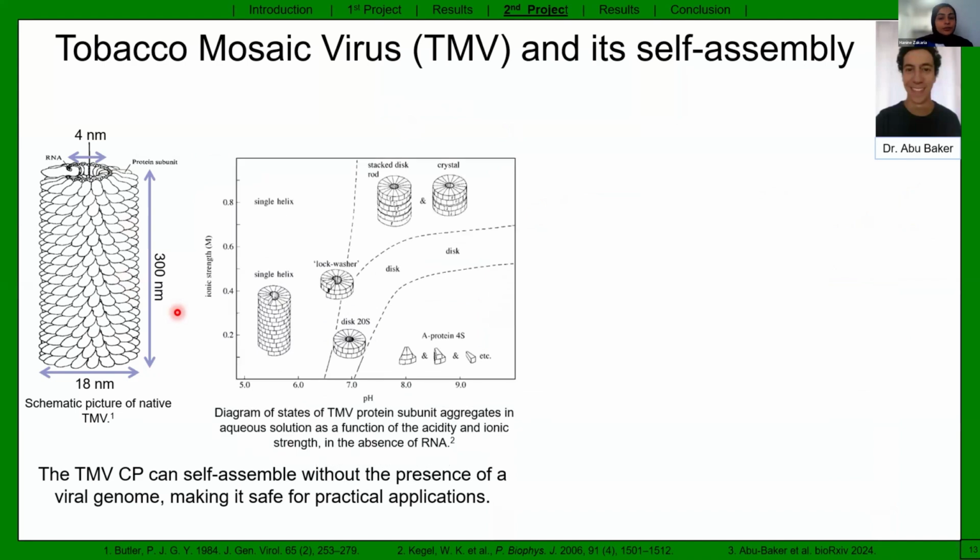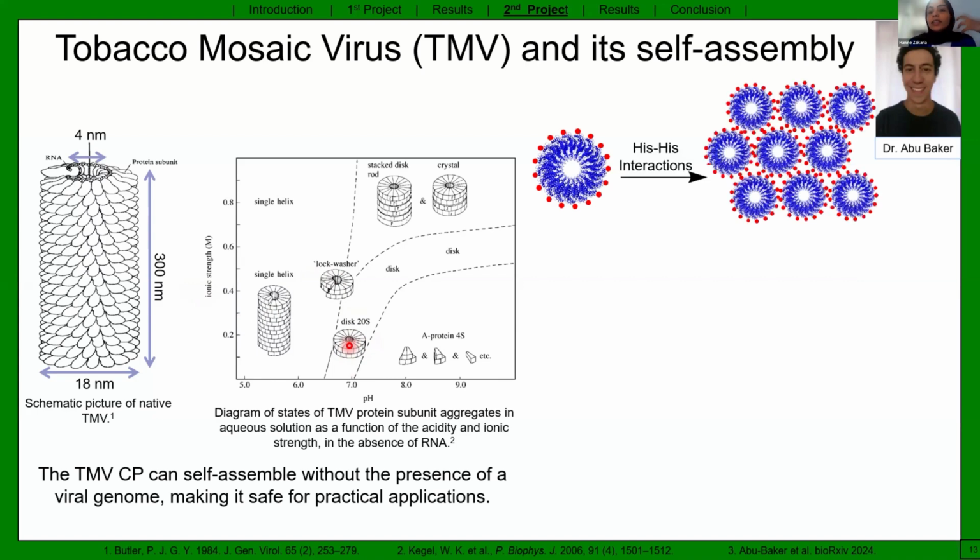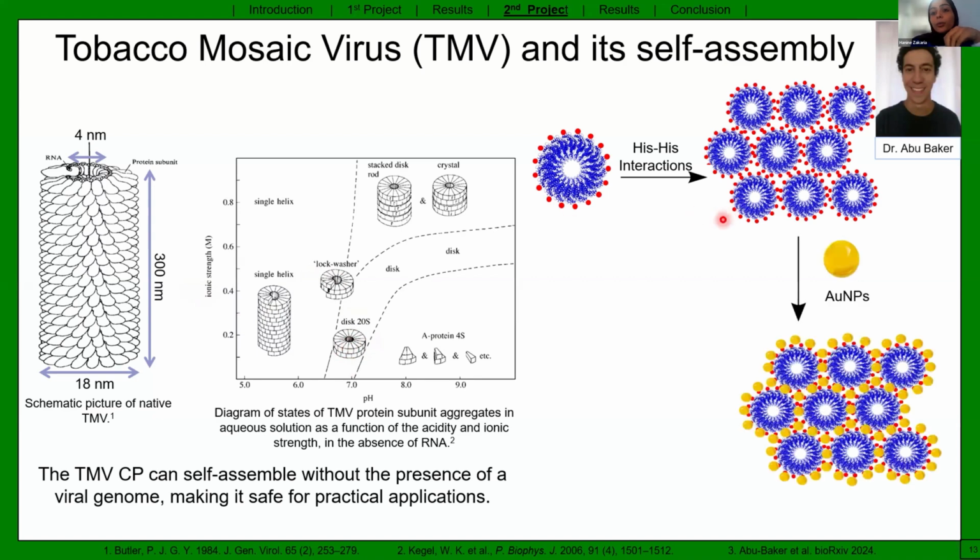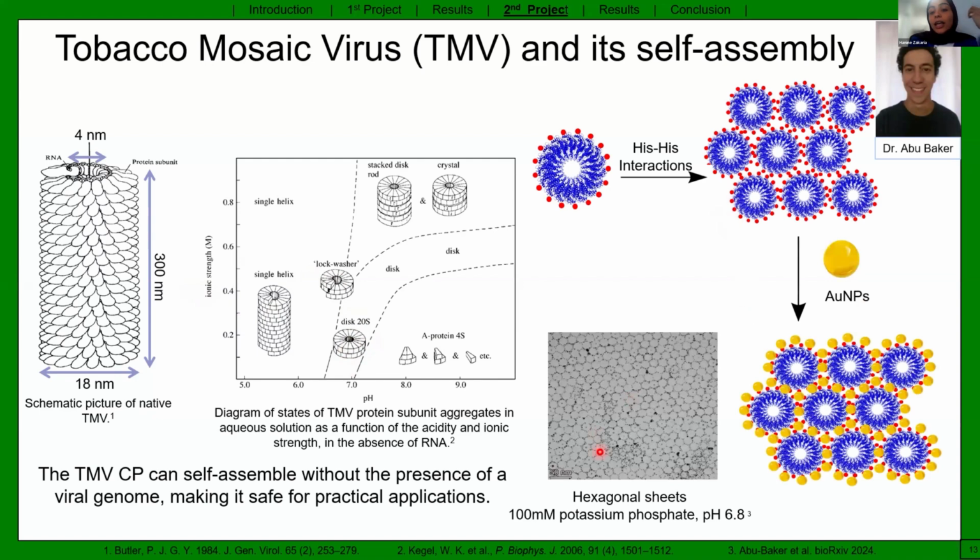It can self-assemble into different structures depending on the solution condition, where it can form monomers, disks, long disks, or single helix. This all depends on the pH and the ionic radius of the solution. We're particularly interested in the disks because of their properties. Our former colleague, the late Dr. Abu Bakr, was able to modify the surface by adding histidine tags. Then with histidine-histidine interaction, he was able to obtain these nice disk arrays. He mixed it with gold nanoparticles and was able to obtain nice hexagonal sheets at pH 6.8.